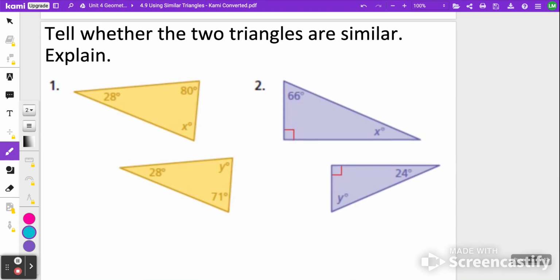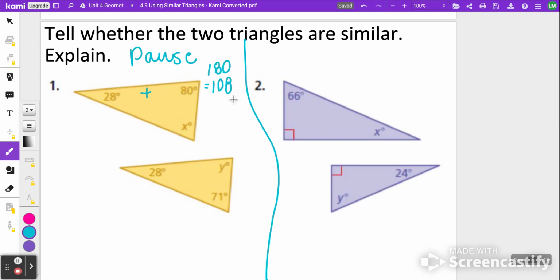Here are two further examples. Let's go ahead and try these. Take a moment to try them by yourself. So we're going to pause the video here, try it on your own, and when you're ready to check it, click play. All right, so number one, what I did first is I added 28 plus 80, and I got 108. And then I'm taking 108 and subtracting that from 180. I'm going to get 72. So 72 degrees is my missing piece.